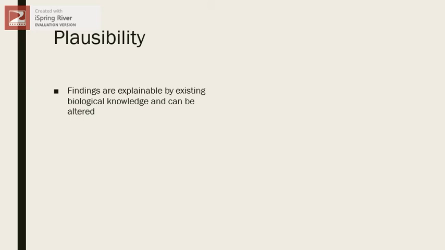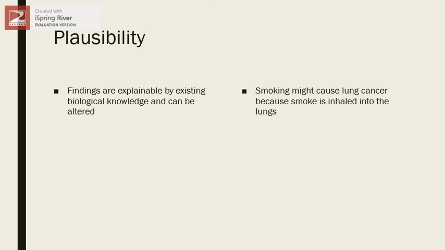The next causal criteria is called plausibility. If something's plausible, that means it's possible, or it makes sense. So this says that findings are explainable by existing biological knowledge. Smoking, it makes sense that smoking could cause lung cancer because you inhale smoke into your lungs.